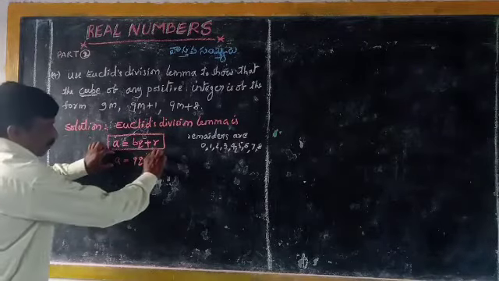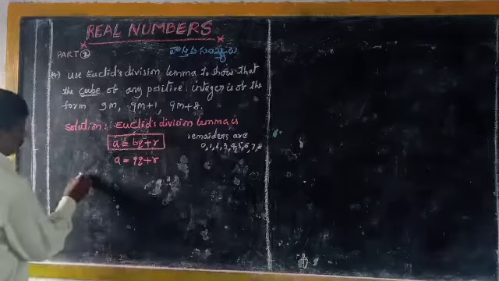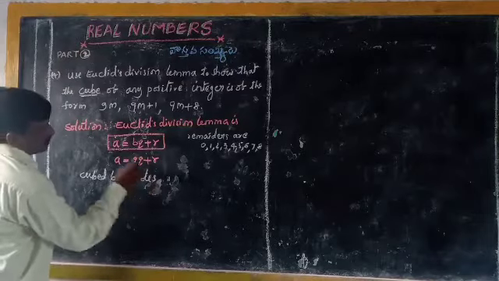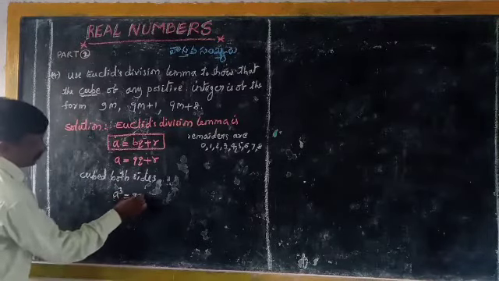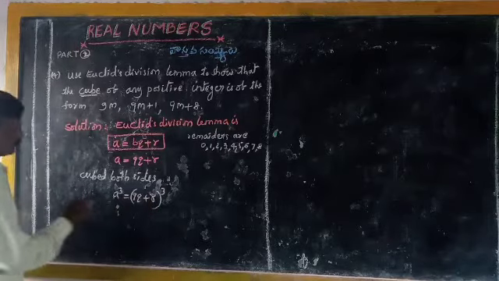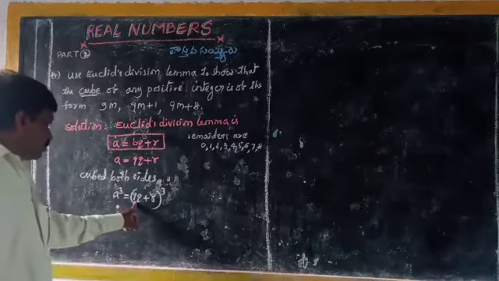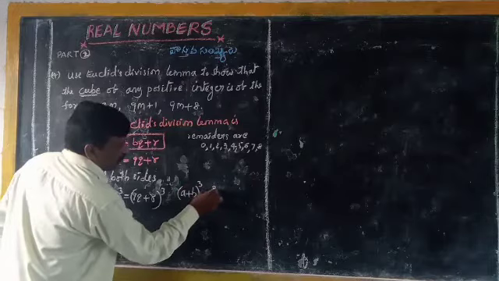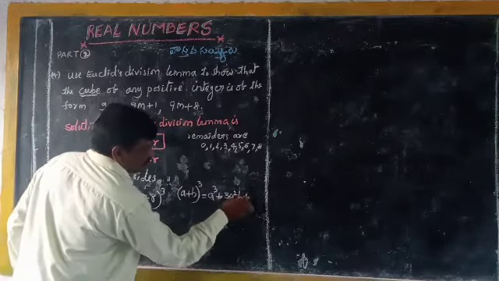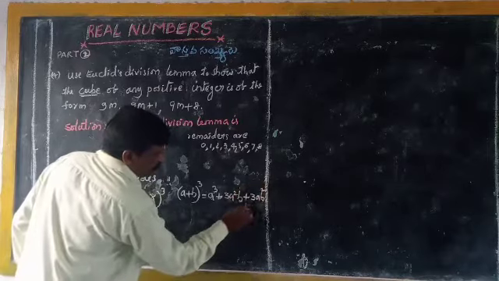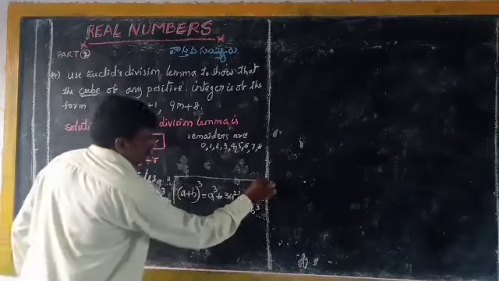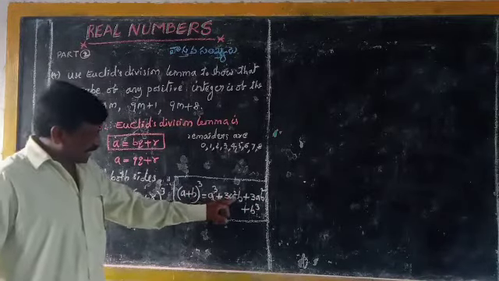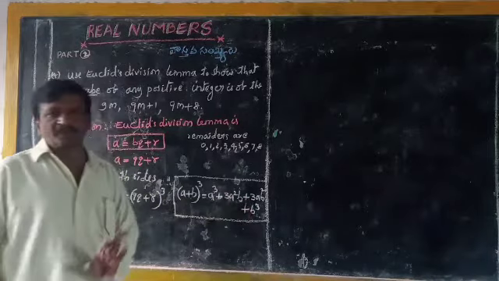First, take this formula and cube both sides. a³ = (9q + r)³. The algebraic formula is (a + b)³ = a³ + 3a²b + 3ab² + b³.